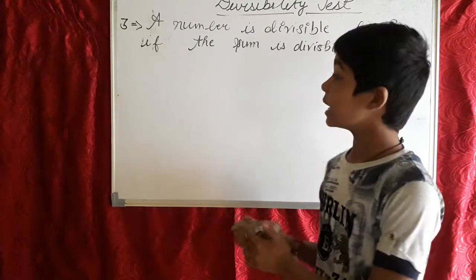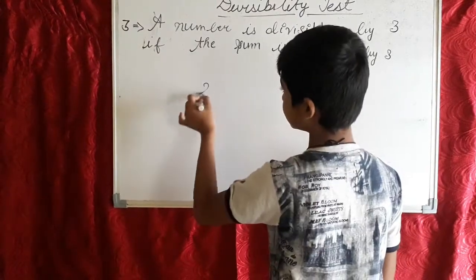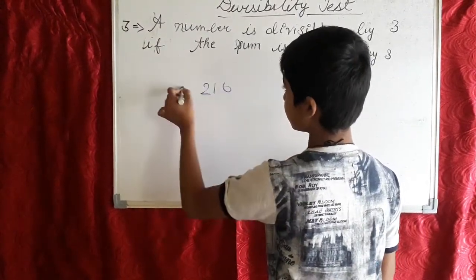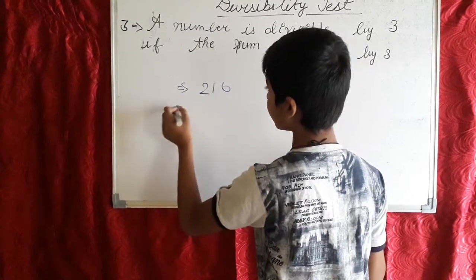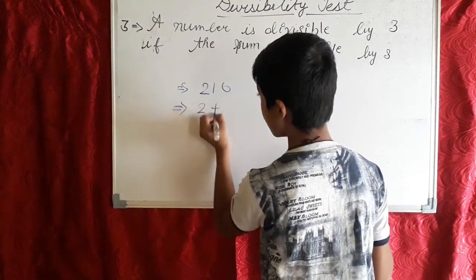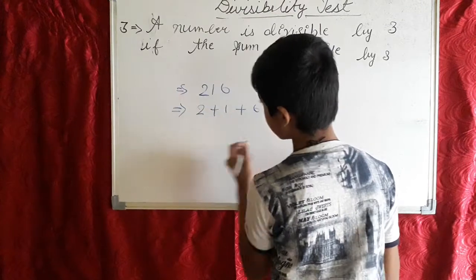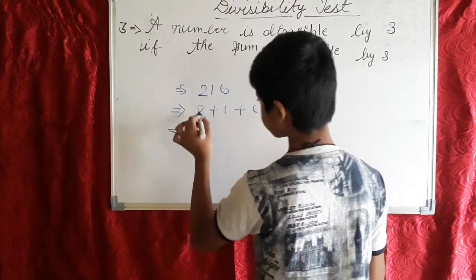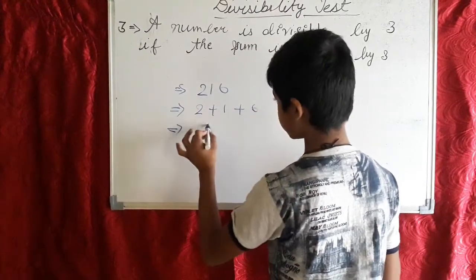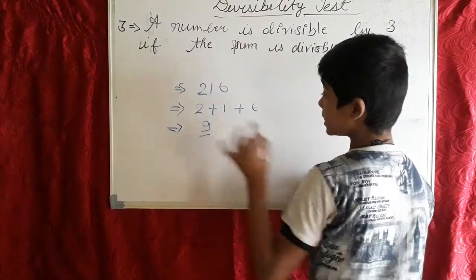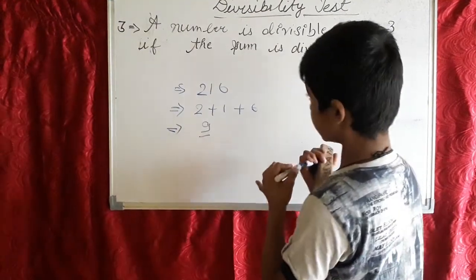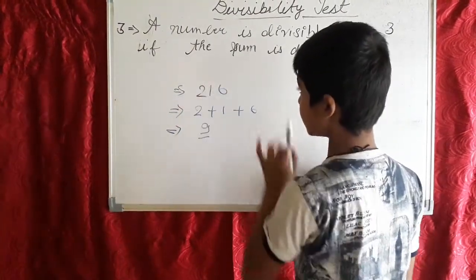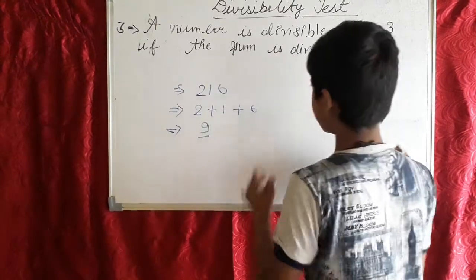What do you mean? A number, see, 216. We take 216, then we have to do its sum of digits, which means 2 plus 1 plus 6. What will the sum come to? 2 plus 1 is 3, 3 plus 6 is 9. So this 9 is divisible by 3, no? Yes. So this number 216 is divisible by 3. See another example.